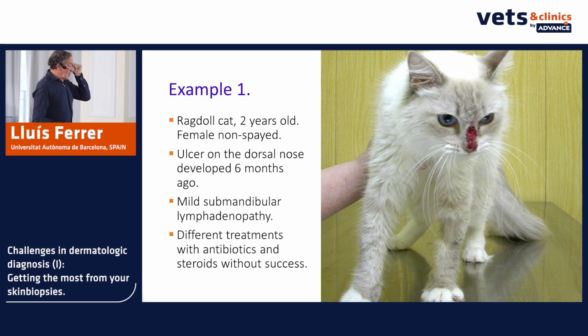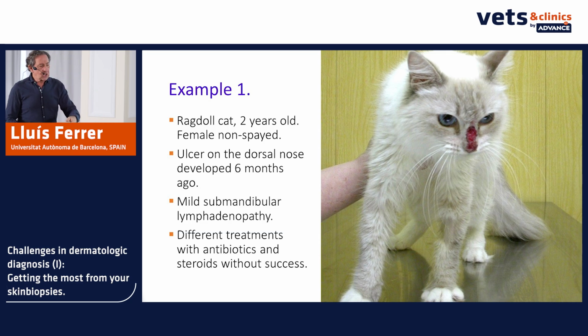Let's begin with this case because it's really interesting. This was a ragdoll cat, 2 years old, female non-spayed, that went to the vet because of this very severe ulcer on the dorsal nose that has been going on for months. So the vet had done many different things. They tried antibiotics, did cultures. Very bad idea because this is probably not a bacterial infection.